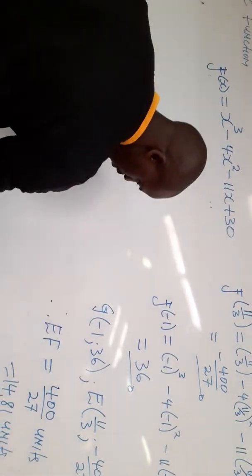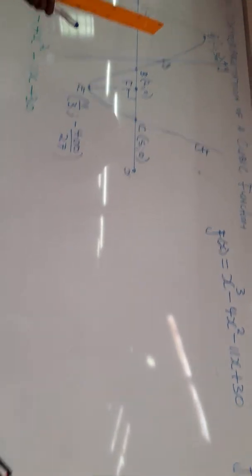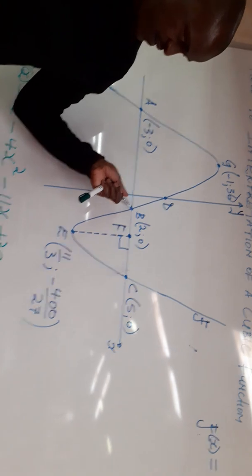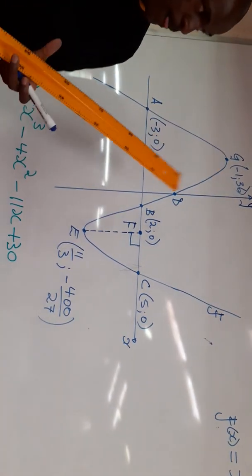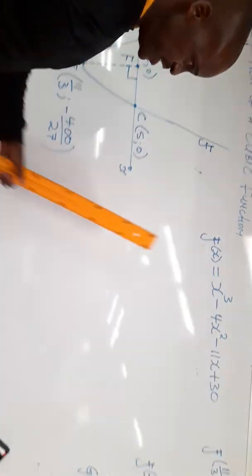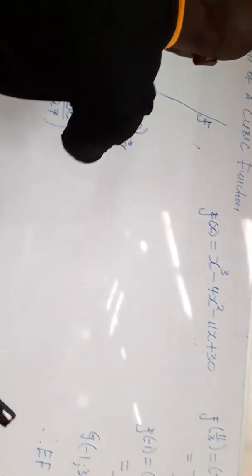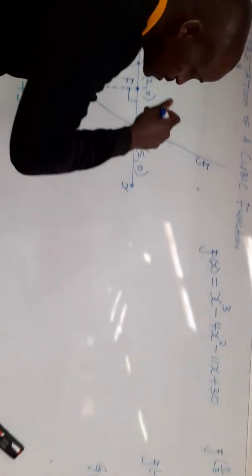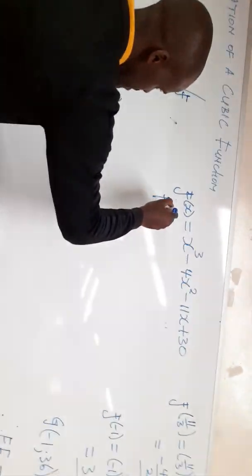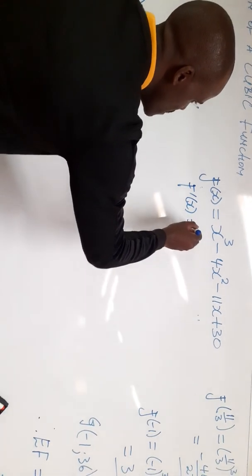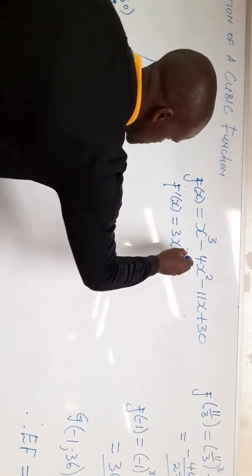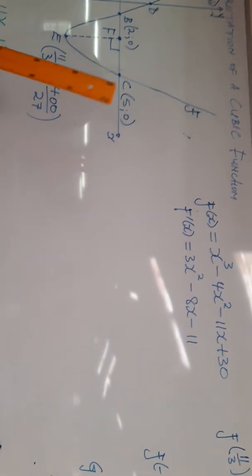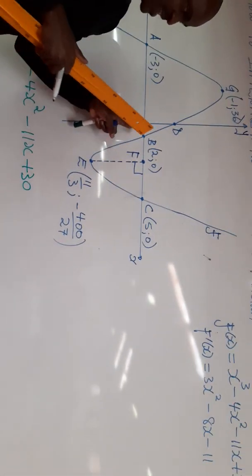Right, the next question was to find the gradient of a tangent at point B. Remember, the gradient is a derivative. Point B is on the graph of f, so it's the gradient of a tangent at that point. We first derive our gradient. It's 3x squared minus 8x minus 11. That's our gradient. But now we are to find the gradient of a tangent at a given point.